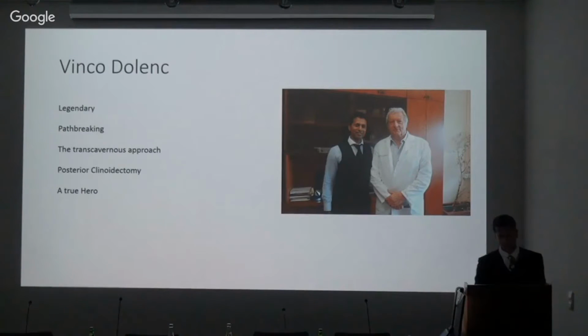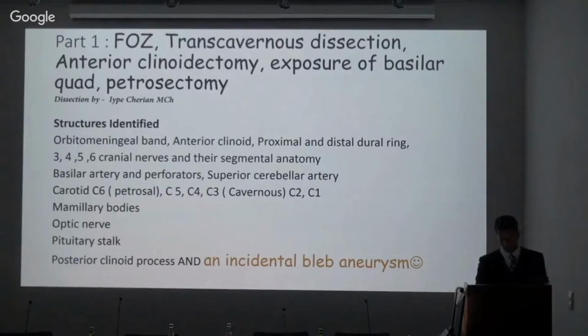I'm going to go inside and give you a Google Street Map. It's going to be a semi-quiz as well. We're going to look at some structures. First, I must give the credits: these dissection pictures are based on the dissection in the WFNS Masters, and I was lucky to be part of it. We're going to be identifying the orbitomeningeal band, the anterior clinoid, the proximal and the distal dural ring, cranial nerves 3, 4, 5, 6 and their segmental anatomy, the basilar artery and perforators, the superior cerebellar artery, all the segments of the carotid, mammillary bodies, optic nerve, pituitary stalk, posterior clinoid process, and of course an incidental aneurysm.